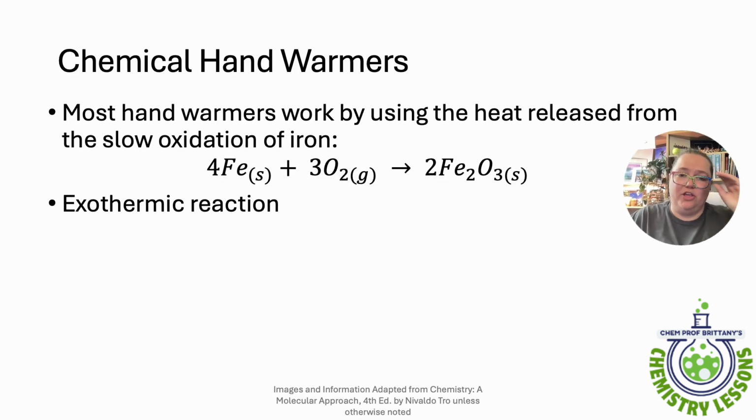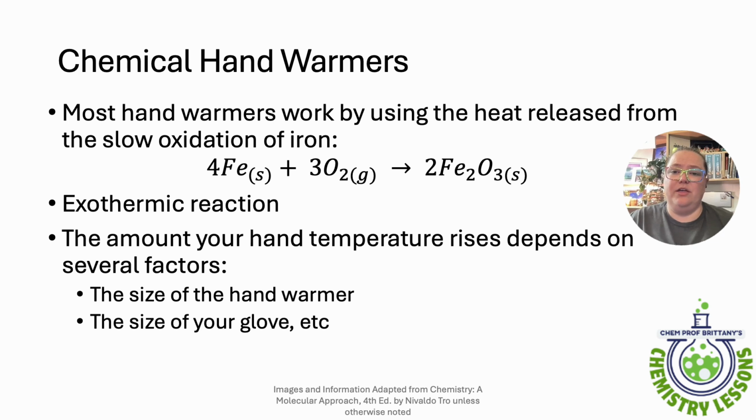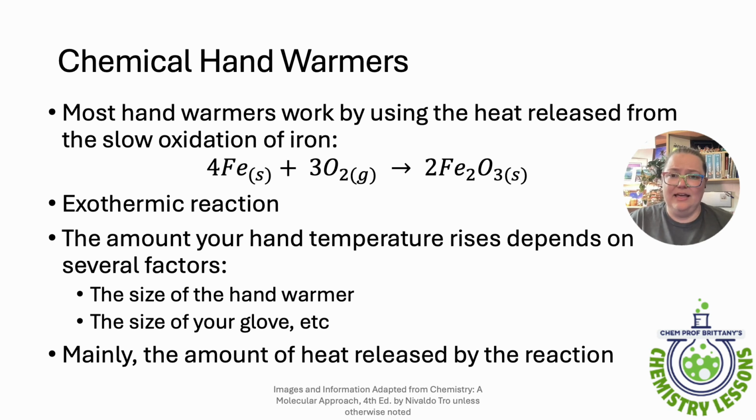A familiar thing that you have probably all had experience with is chemical hand warmers. Most hand warmers use the oxidation of iron as the reaction to provide that heat. This is the chemical reaction that occurs here. It is an exothermic reaction. The amount that your hand temperature rises totally depends on the size of the hand warmer and the size of your glove, as well as how cold it is outside, etc. But mainly, this is determined by the amount of heat that is released by the reaction.